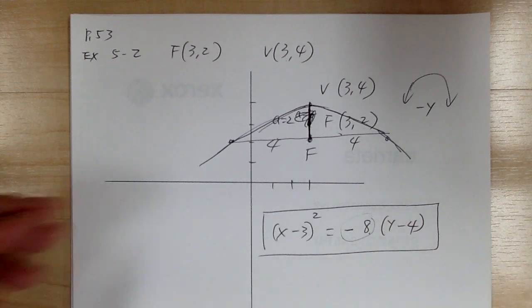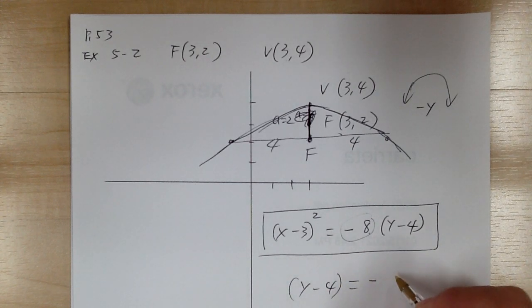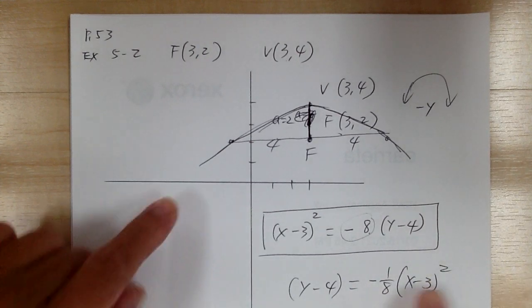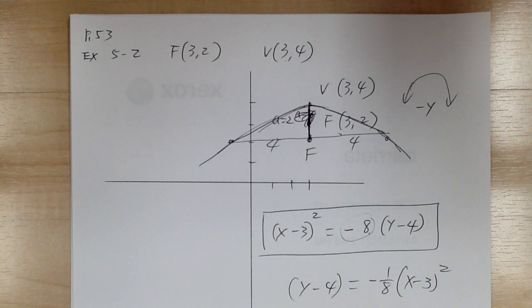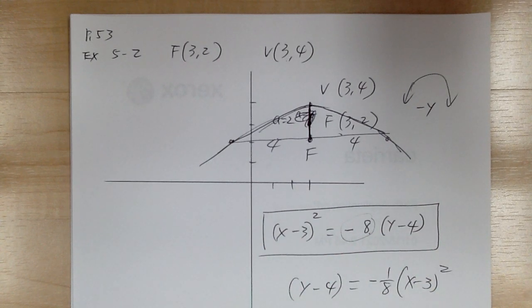And again, in the book, they kind of switch it around. In the book, they put a y on this side. They do it this way. So you got y minus 4 equal to negative 1 over 8 x minus 3 squared. They kind of switch it around. I don't really like this way, so that's why I like to do it this way. Okay. Okay, let's go to the next example, example 5.3.